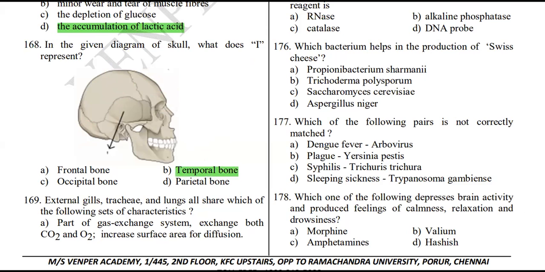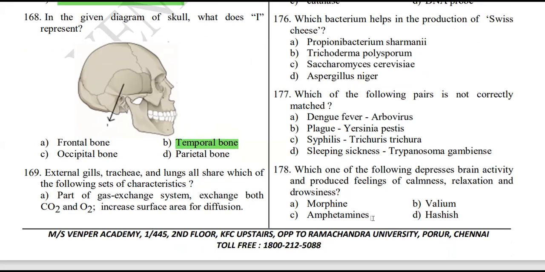The external gills, trachea, and lungs all share which set of characters? The main role of gills or trachea or lungs is to exchange gases, oxygen and carbon dioxide, and ultimately they increase the surface area for exchange of gases. So it's going to be option A. Let's see the rest of the options also.